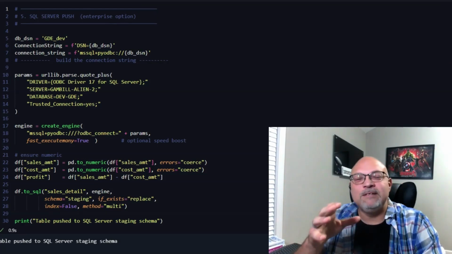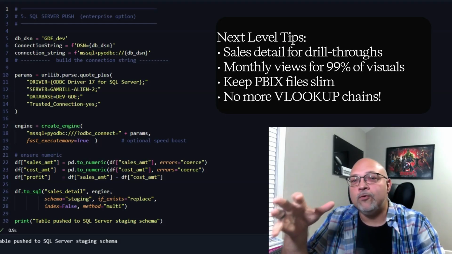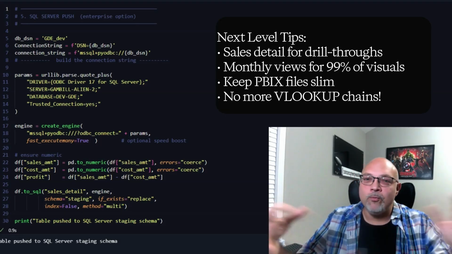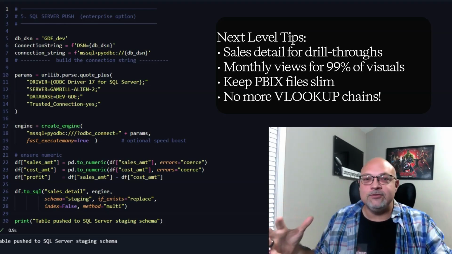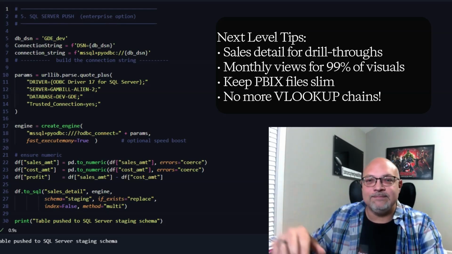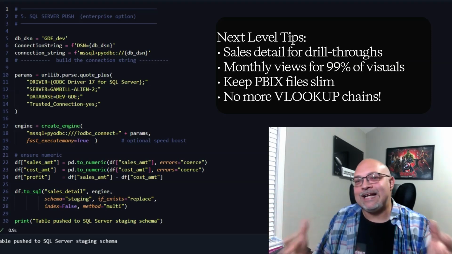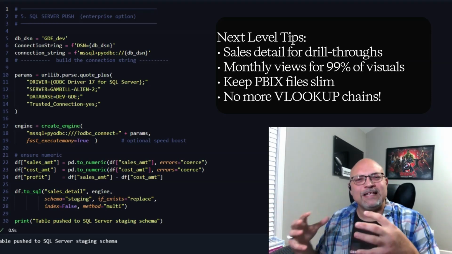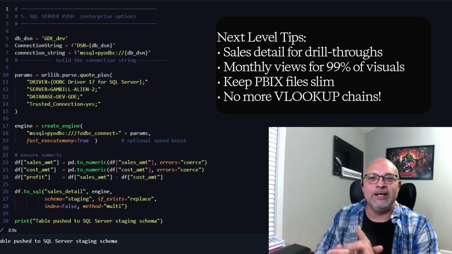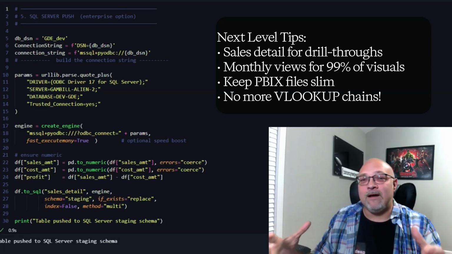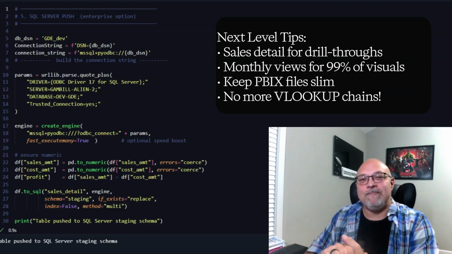So here are some next level points. Use the sales detail for row level drill throughs. No more VLOOKUP chains, no more crazy date strings. We fixed all that in this Python script. Use a monthly sales view for 99% of your visuals. Something that's tiny, a smaller data set for Power BI to load. And it keeps that Power BI file slim so that it's not this gigantic file.